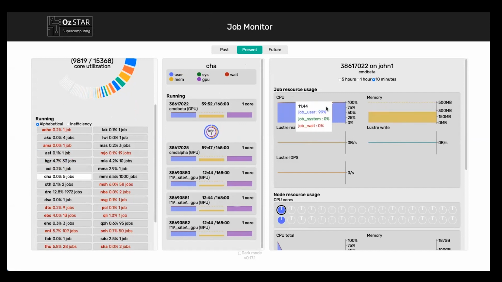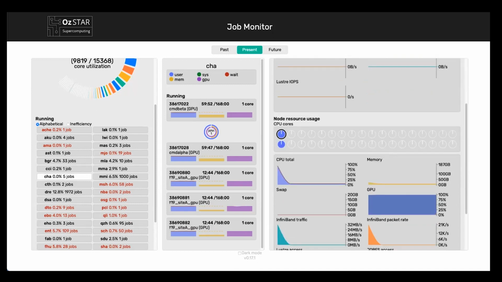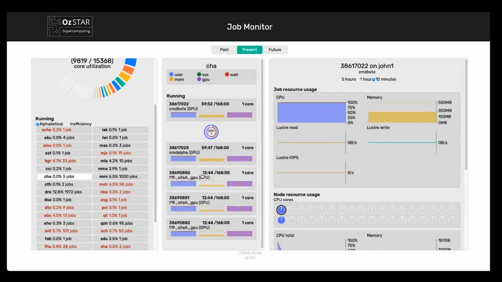That's John 1. And then we can see the resources being used by that job. So we can see it's using 100% of the CPU. It's using about 50–60% of the memory being requested. So that's kind of okay. And it's not really doing any reads or writes to the file system right now. So we would say that this job is running quite well.